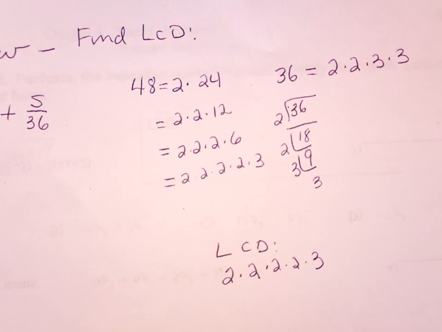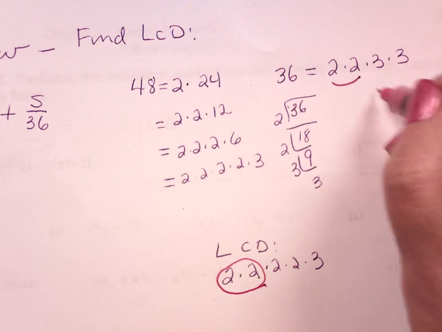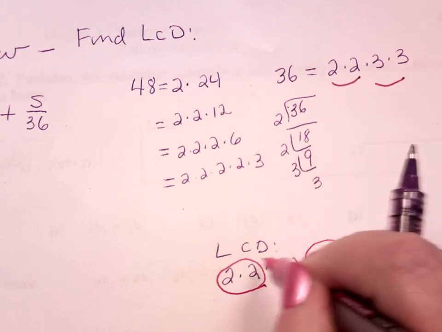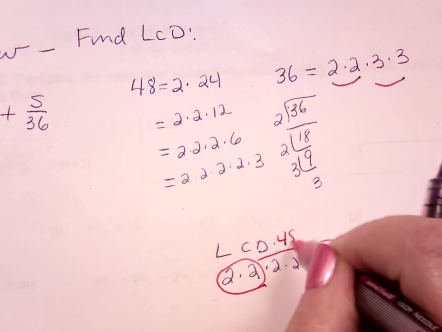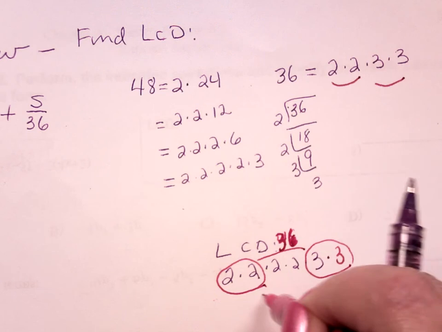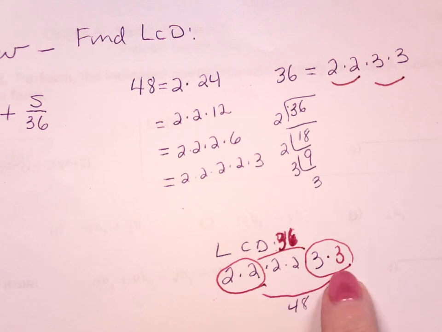I'll put 48 in. For 36 to be in this number, it has to have 2 2's, which it already has. It has to have 2 3's. Well, it needs an additional 3. So there's 36, and this whole number is 48. So the LCD is this. You can find both numbers in here. If you multiply it out, it comes out to be 144.